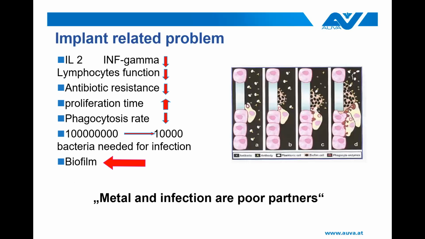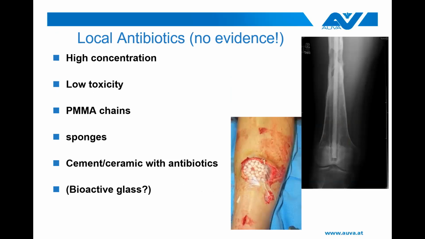The implant-related problem is crucial because implants and infection, as you know, are poor partners, and you have a lot of biofilm building and bacteria, and this is what it's all about. The local antibiotics work very well. I use them myself a lot, but to be honest, there is no evidence for this. There is no study showing that local antibiotic is better than doing just irrigation and debridement.